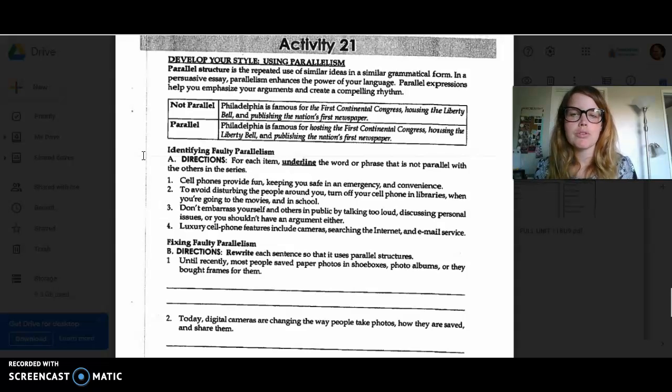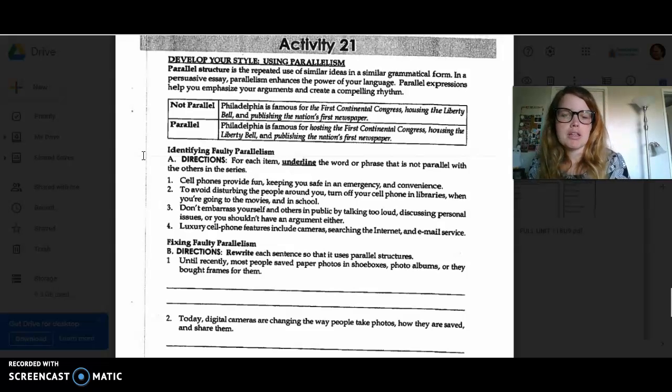They give you an example of what's parallel and what's not, and then they have you identify parallelism. So for each item, underline the word or phrase that is not parallel with others in the series. So cell phones provide fun, keeping you safe in an emergency, and convenience. Fun is a one word noun. Convenience is a one word noun. Keeping you safe in an emergency is not, right? So you'd underline keeping you safe in an emergency, and then you'd write in, or if you had to change it, I guess, safety, right? And cell phones provide fun, safety, and convenience. Makes for a much better sentence.